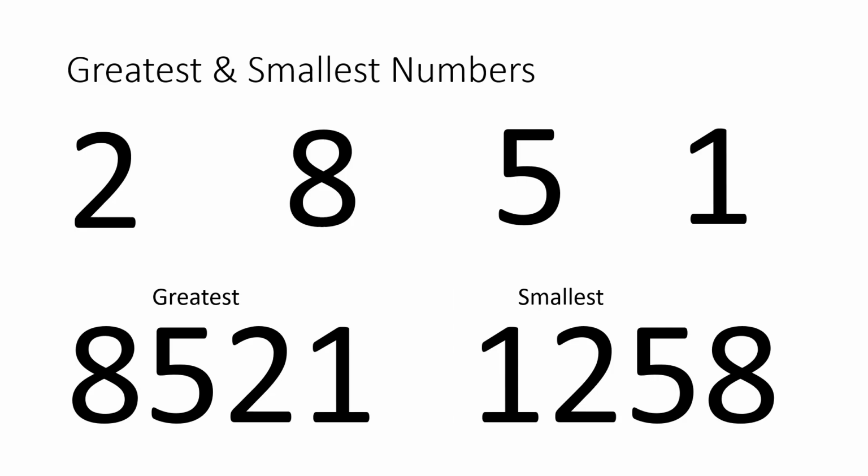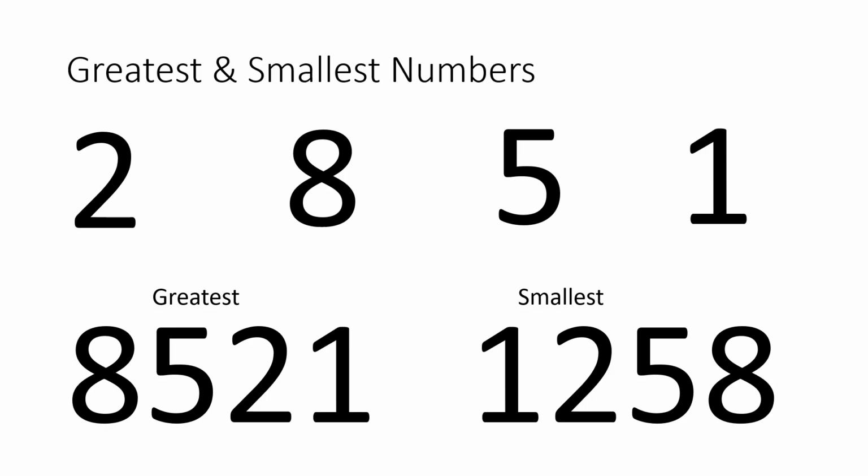Now we have been given a very interesting exercise. We have 4 different digits and we have to write the greatest and smallest numbers out of these 4 digits. How do we do it? It's very simple. We use our understanding of place value. How do we make a number the largest? Just place the largest digit at the largest place value.